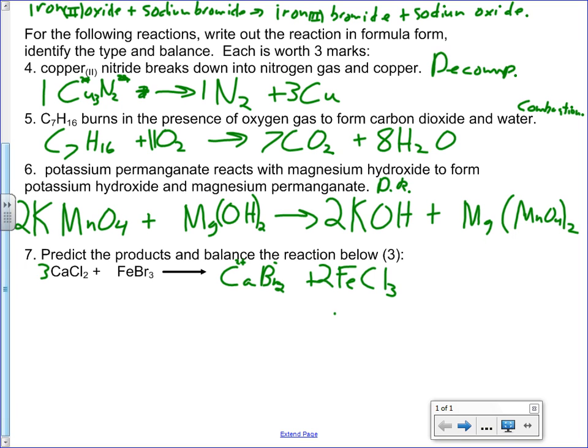That gives me 2 irons. So I go back over here and I make sure my irons work. And then I have 3 calciums here. So what do I need here? Okay, 3, 2, 3, 2. So we get that, again, that alternating pattern of numbers in a replacement reaction. That's not a hard and fast rule, but you often see it.